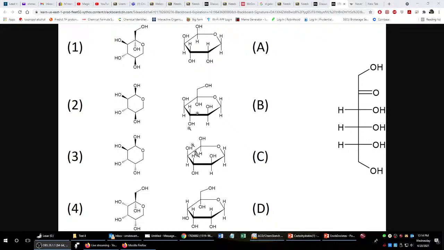A doesn't have it, B does, C doesn't have it, D does. So B and D are in the running. And then because these two are cis, they should be cis in this figure. So B works, D doesn't, so 1 is B.